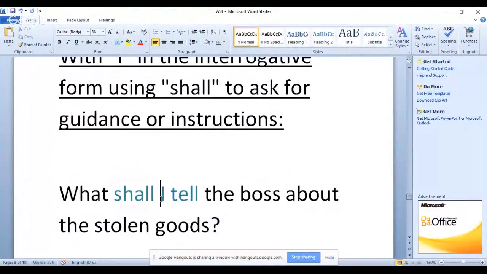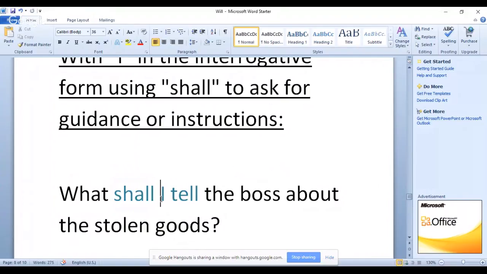The only difference with shall and should is that when using questions, technically we should use shall. However, nowadays, English has gotten a little more colloquial, more informal. And so we are going to use should. What should I tell the boss about the stolen goods? Does that make sense? Yes.